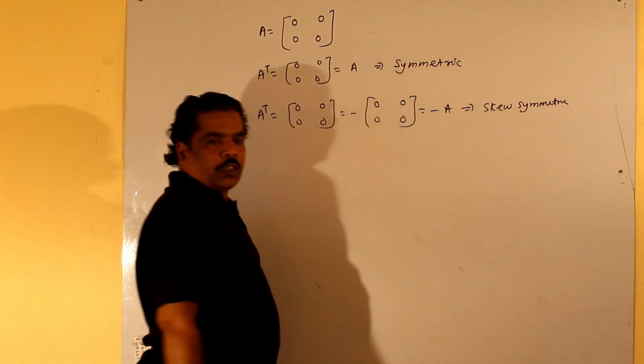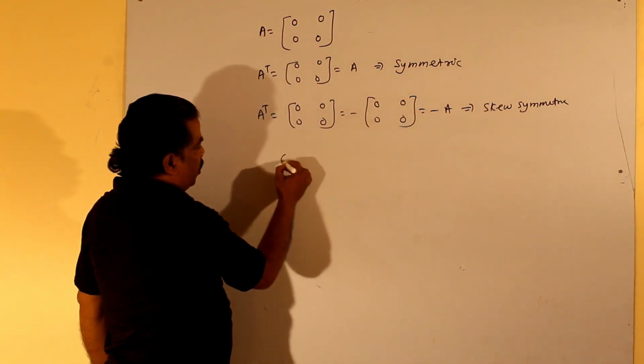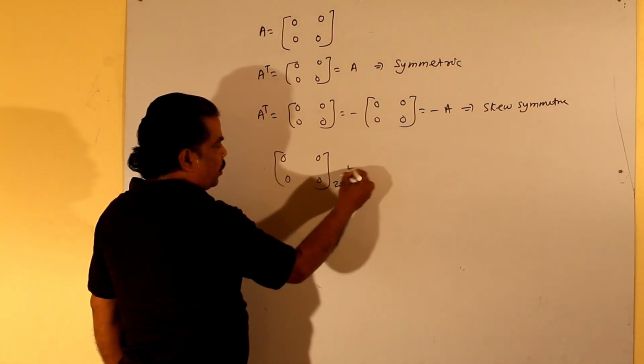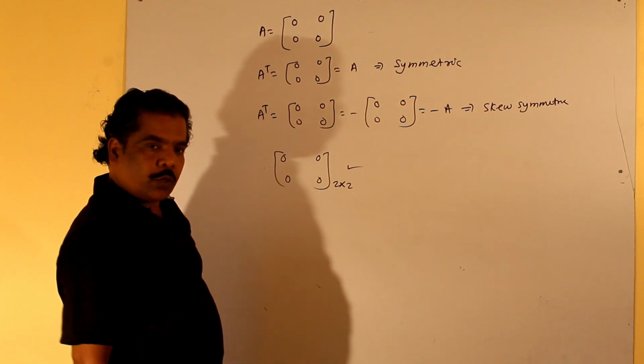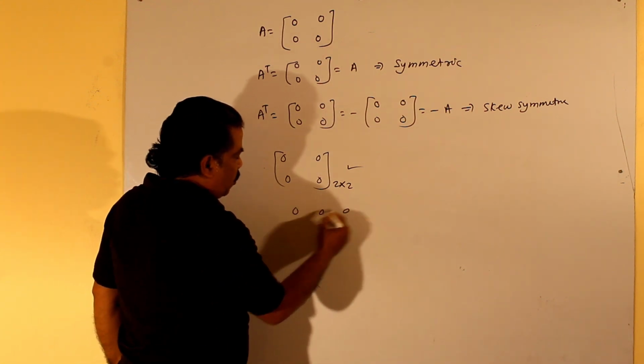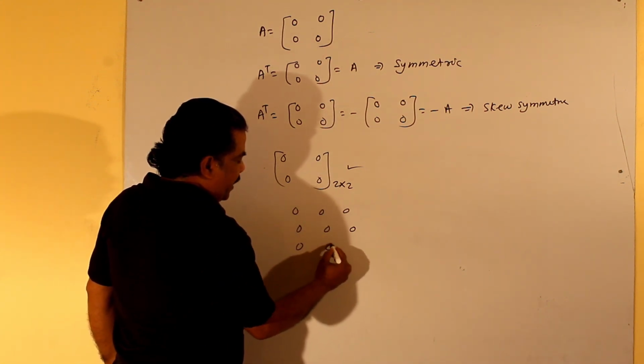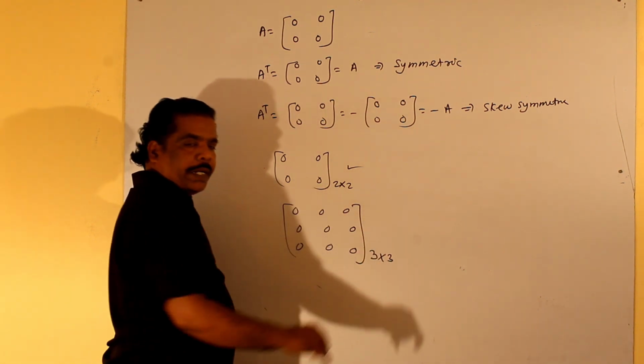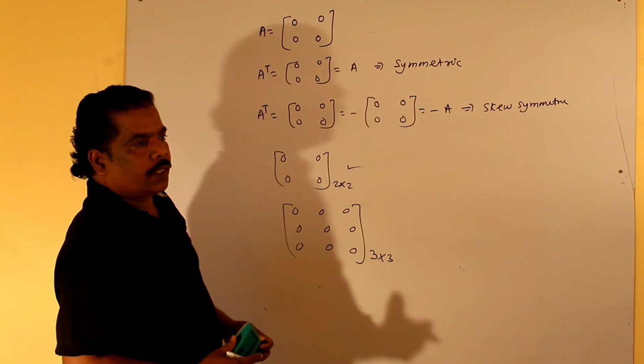So 0, 0, 0, 0 in second order is an example of both symmetric and skew symmetric. Likewise 0, 0, 0, 0, 0, 0 and so on, a third order null matrix, is also an example of both symmetric and skew symmetric.